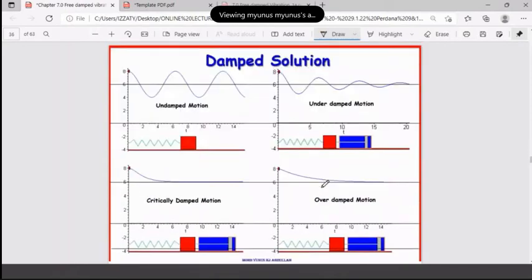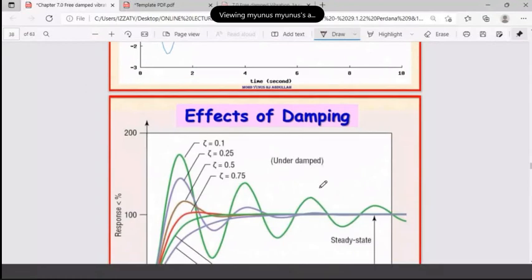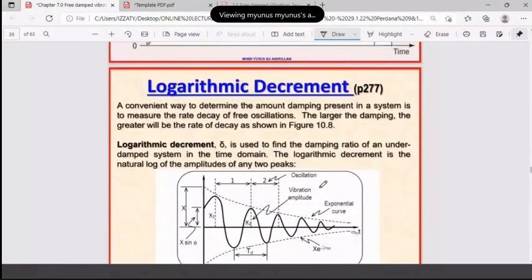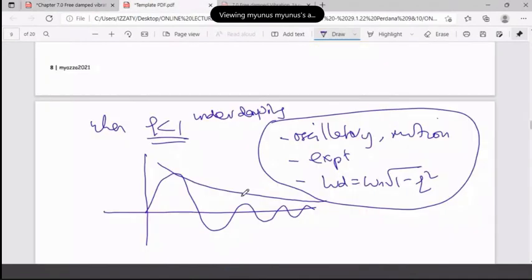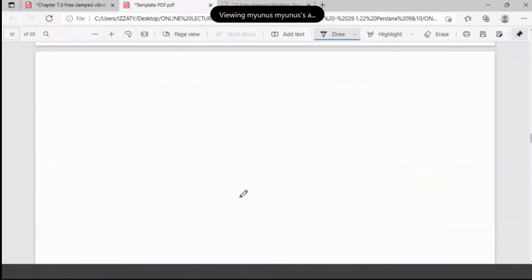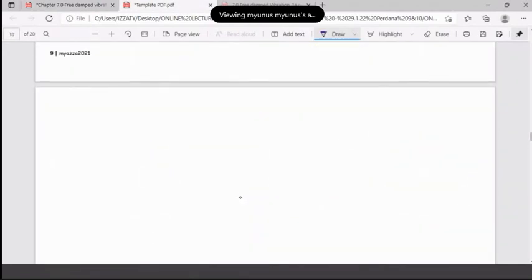Now we are going to look at zeta less than 1. We call it the logarithmic decrement. Okay, before that, I will explain this one first, as usual. So let's now consider zeta less than 1. We call it the underdamping.